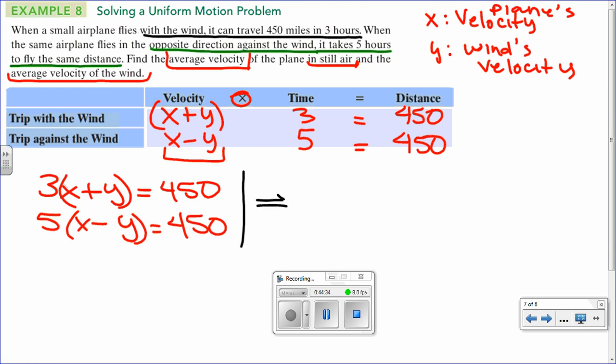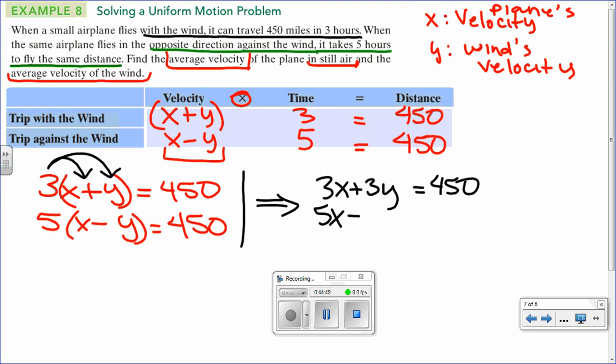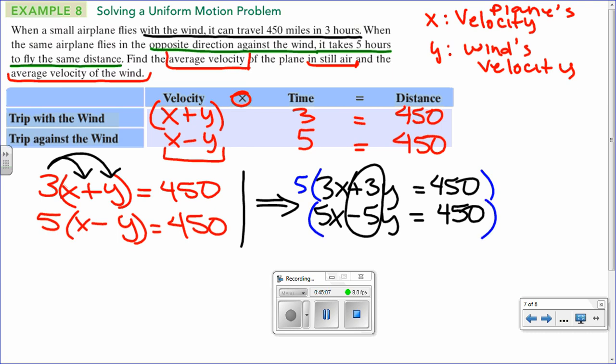Okay, so from here we'll get 3x plus 3y. In this case, I don't want to distribute the 3 all to the right side, only to the left. And that is equal to 450. So we'll have 5x minus 5y is equal to 450. And to solve it, you can see we have opposite coefficients here already. So we could just multiply the top equation by 5 and the bottom one by 3.